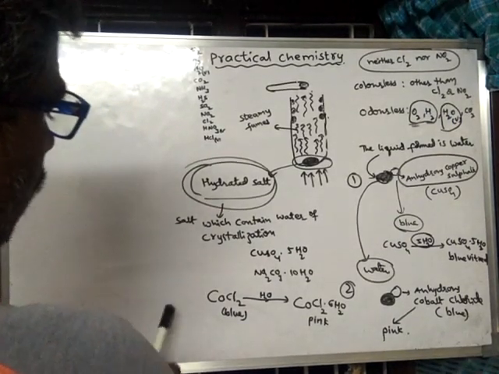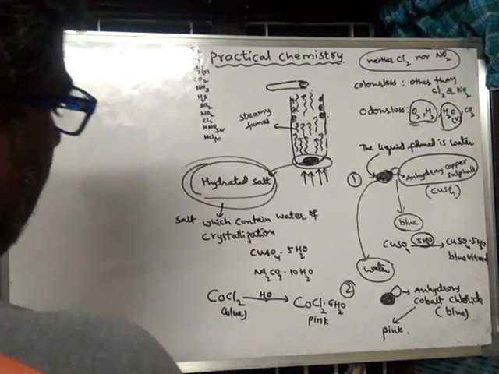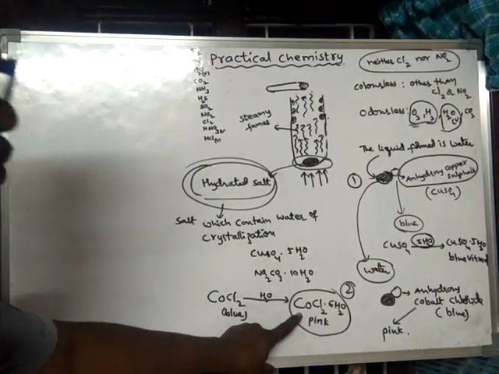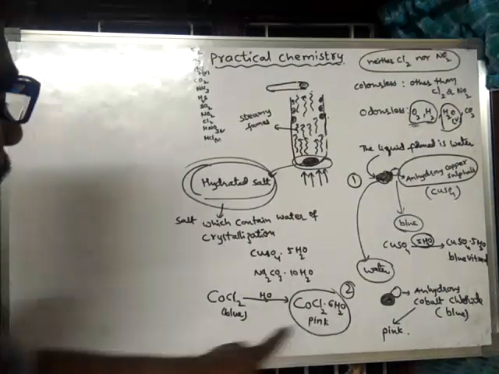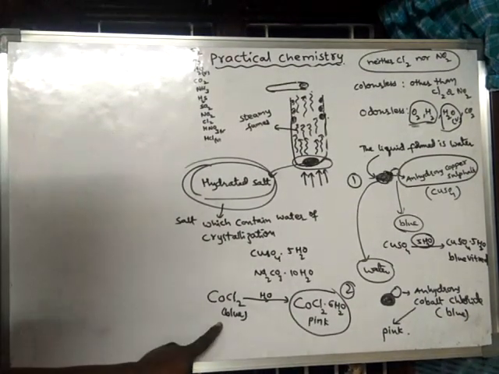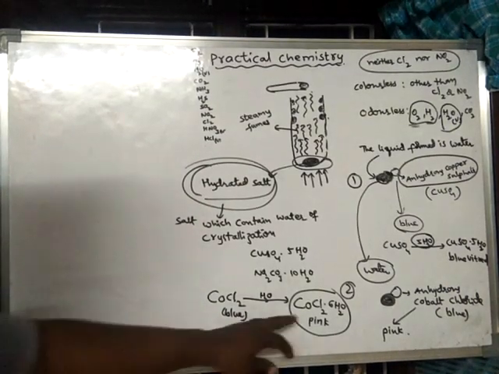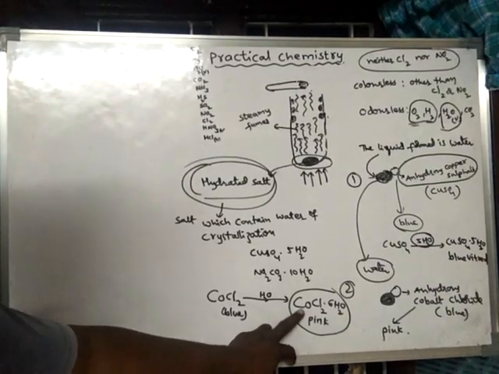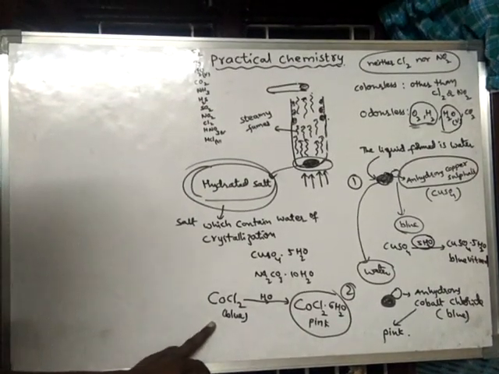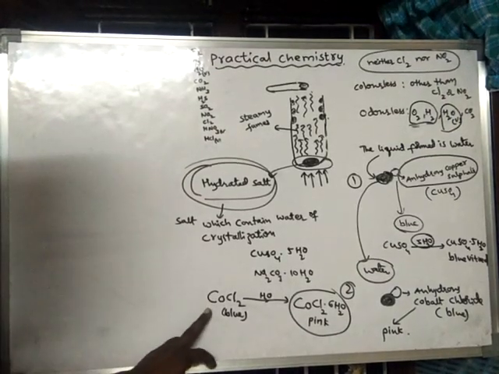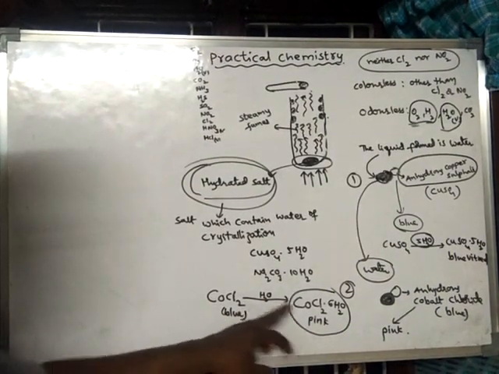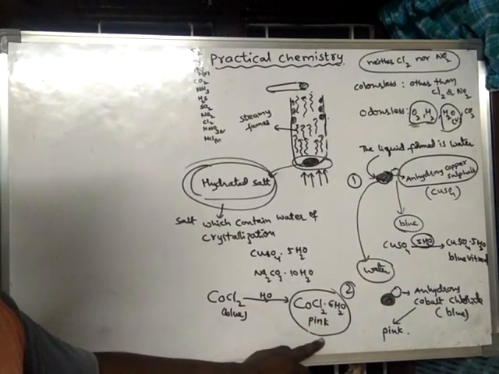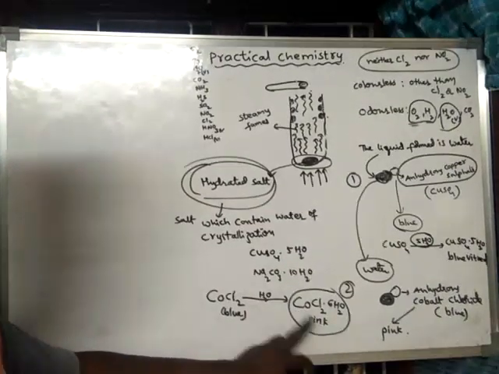Cobalt chloride, the salt in its original form, is this one. See, if you heat this cobalt chloride, what happens? It loses this water and converts into anhydrous cobalt chloride. So this is the original form of this salt. If this salt loses water, it becomes anhydrous cobalt chloride, and finally when it comes into contact with moisture, it will regain its color from blue to pink. So what is the original color of cobalt chloride? It is nothing but pink.